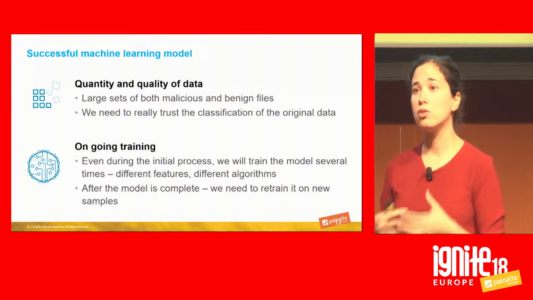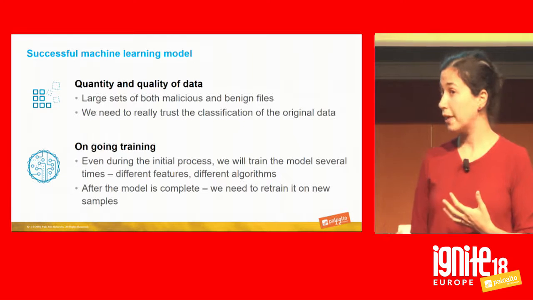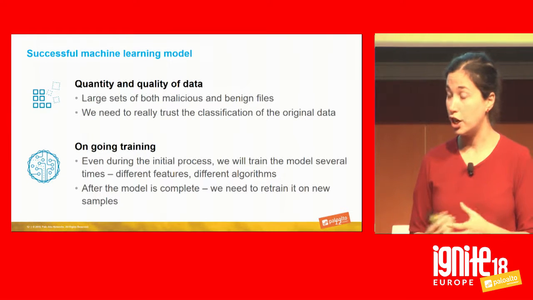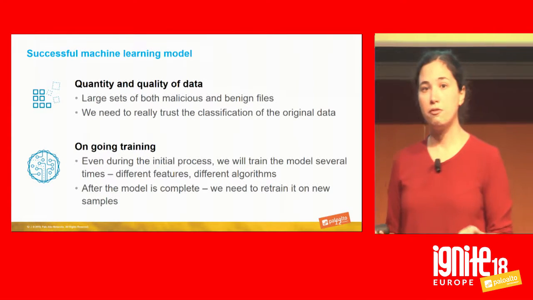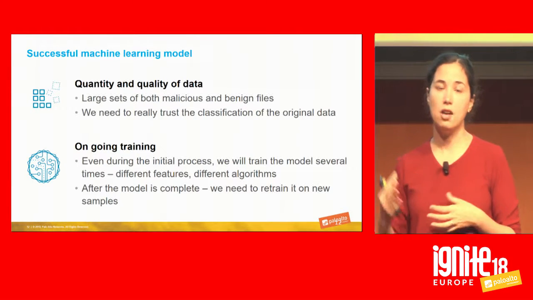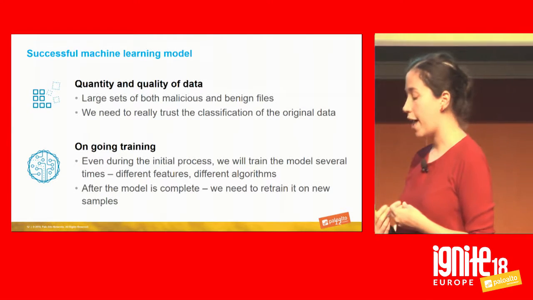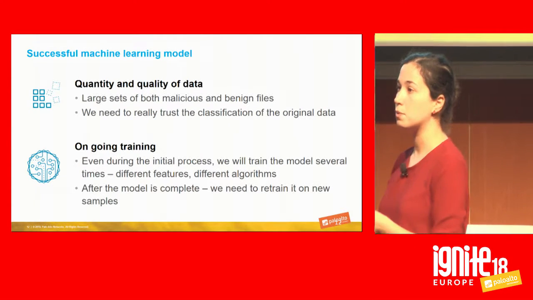Because new samples, new applications, new malware are created all the time. Good applications change, and the way they work changes and is modified. New sophisticated methods come out every time. So we need to make sure we have that ongoing training, automated ongoing training, to make sure that this is kept as good as possible.